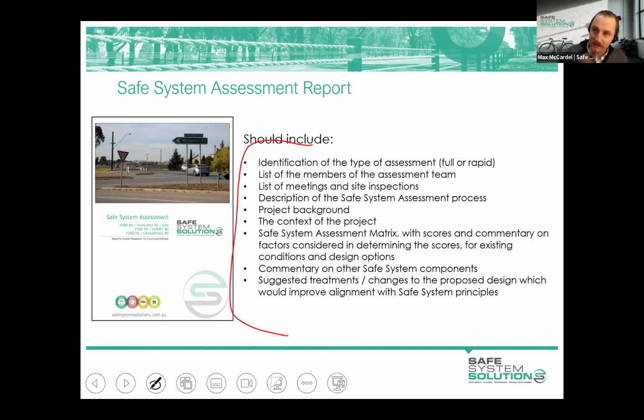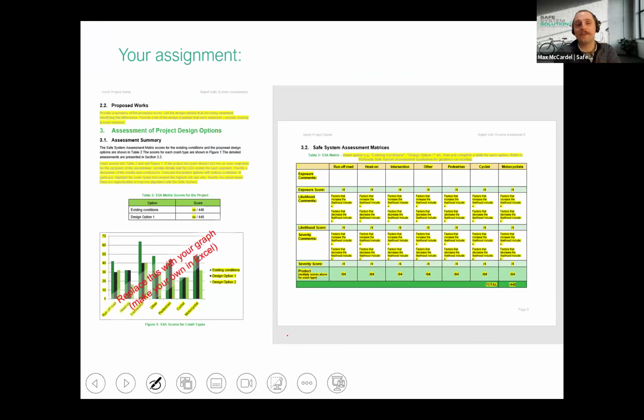And in fact, your assignment will be going through a safe system assessment. So on the LMS that Loretta will show you shortly, we have got a Word document, which is this template that I just alluded to. And we've highlighted sections that we want you to fill in. Everything that's not highlighted, you would have to do if you were doing a safe system assessment in the real world. But for this assignment, don't worry about it. I only want you to do the highlighted stuff.